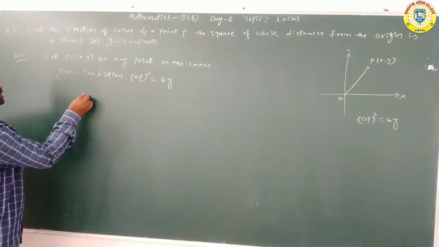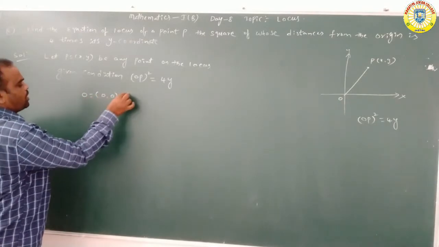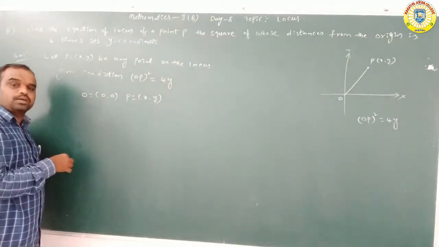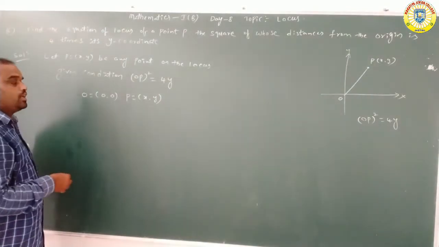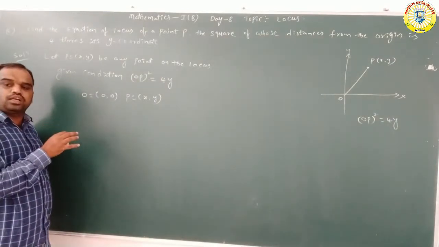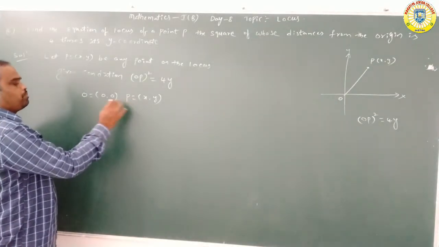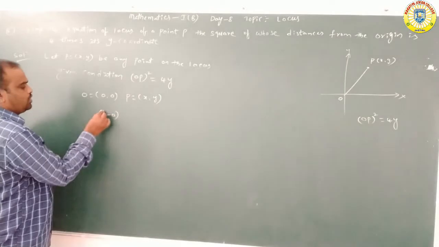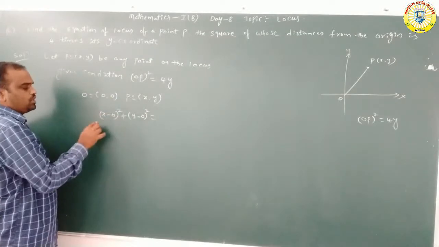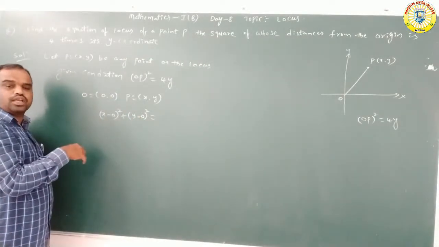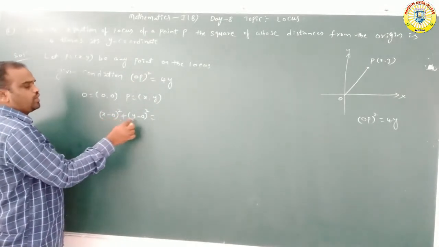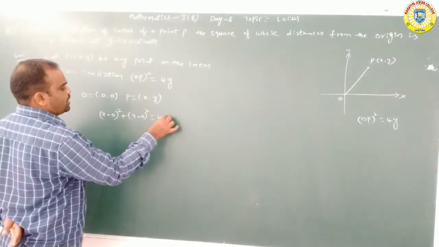See here, the coordinates of the origin O are (0, 0). The coordinates of P are (x, y). Now we are substituting the values. OP square, there is already a square, so we write under root. The distance between P and O is the square root of (x minus 0) whole square plus (y minus 0) whole square, and the square root cancels the square, equal to 4y.